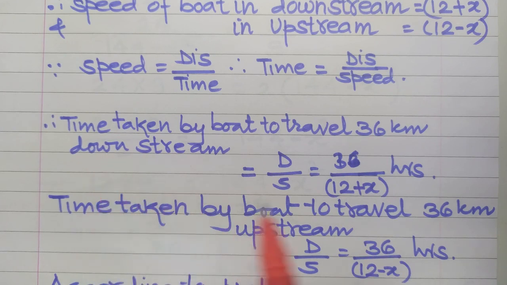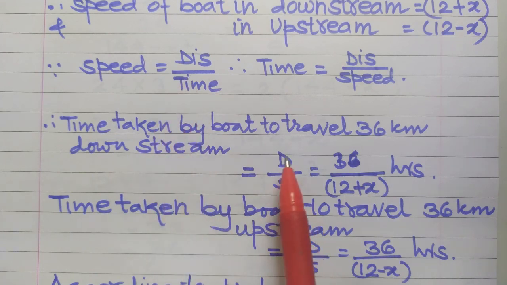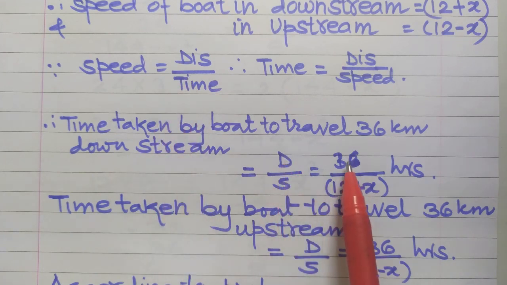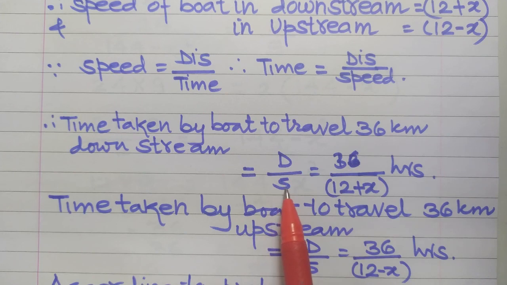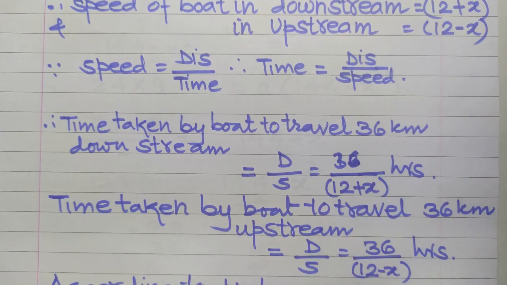Downstream means going down. So time is equal to distance upon speed. Distance is 36 kilometers and speed of the boat downstream is 12 plus x. So it will be 36 upon 12 plus x. It is the time, so it will be in hours.